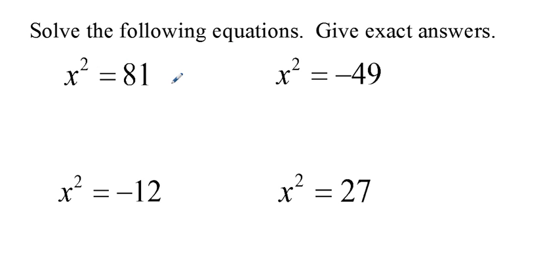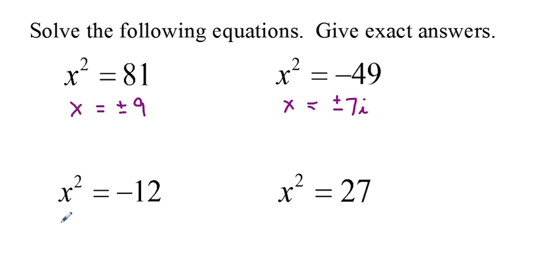All right, so we've got 4 of them to do here. So here, square root of 81 is 9. Remember, we have two answers, plus or minus 9. This one, of course, is that negative again, so x is going to equal plus or minus square root of 49 is 7. Square root of that negative is i. So we get plus or minus 7i.